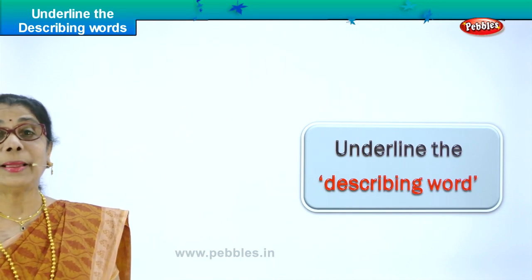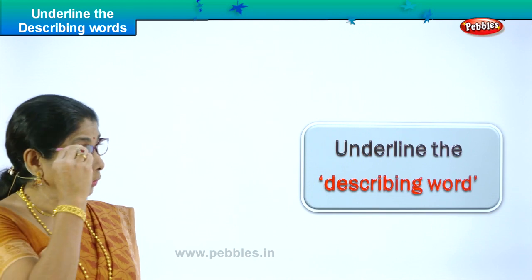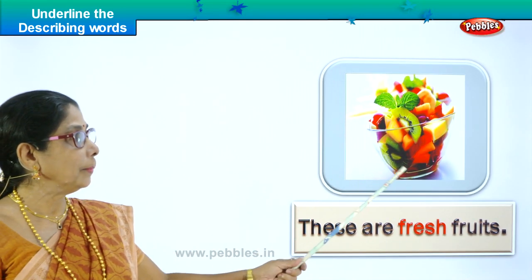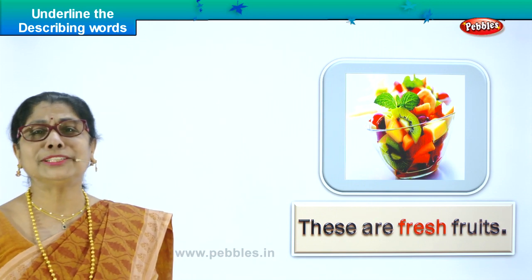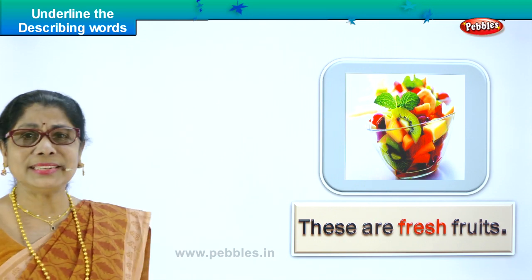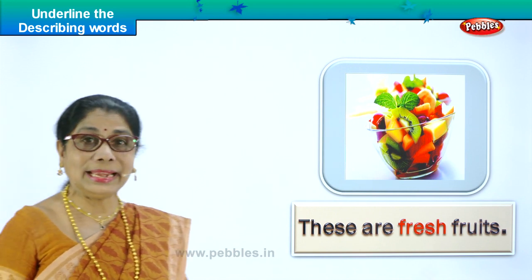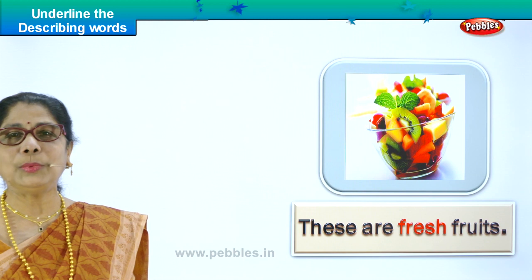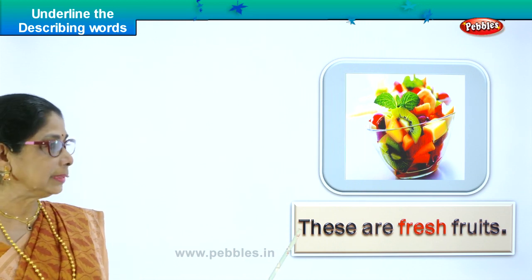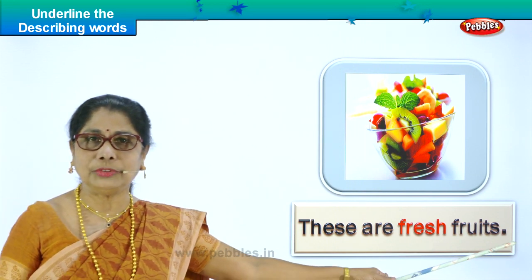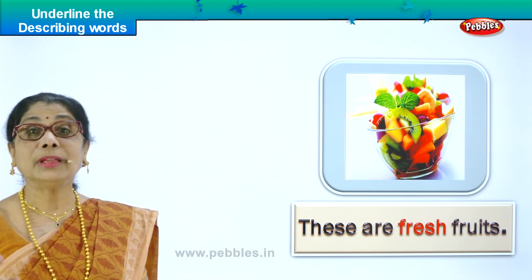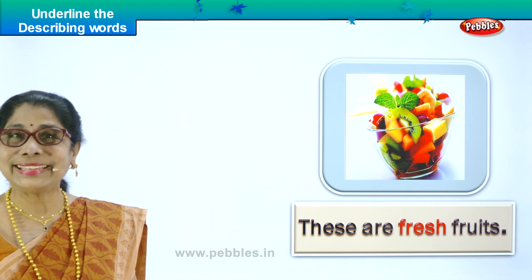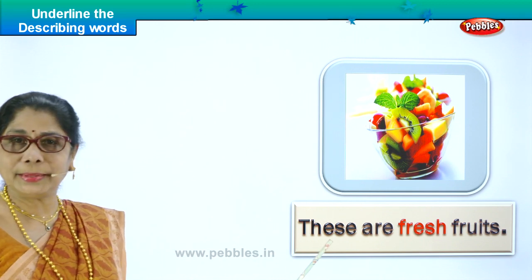Let's look at our first picture. Look what you have here. You have a bowl full of fresh fruits. Oh, lovely, isn't it? Okay, let's read the sentence. Identify the describing word, then we'll underline. The sentence begins with a cap letter and a full stop. We are learning not only to underline the describing word, but to read the full sentence. Yes? Good. Let's do it together.